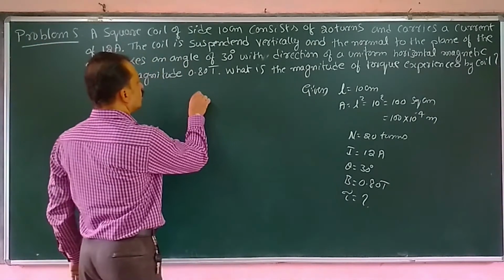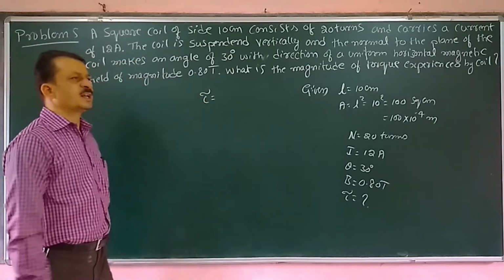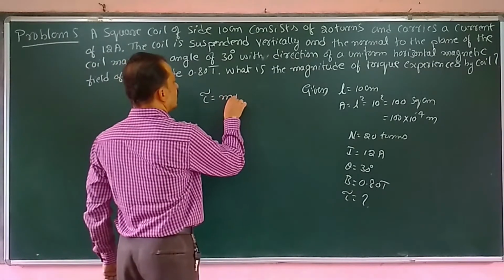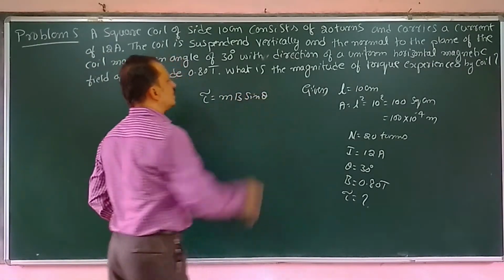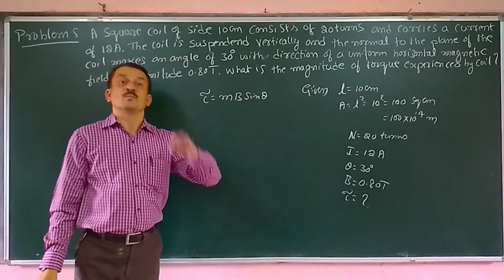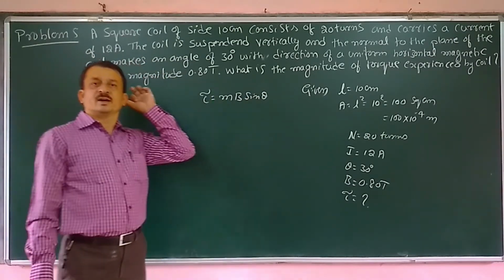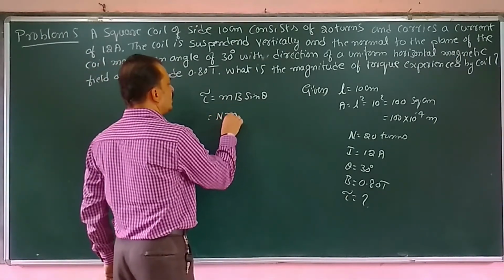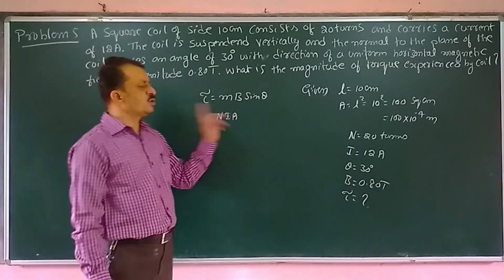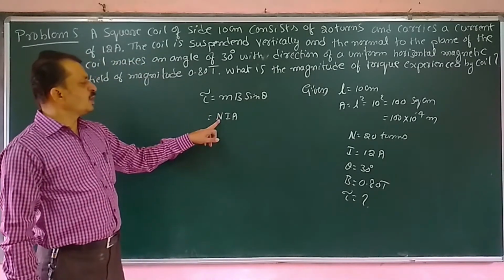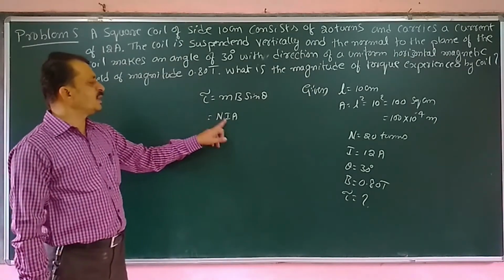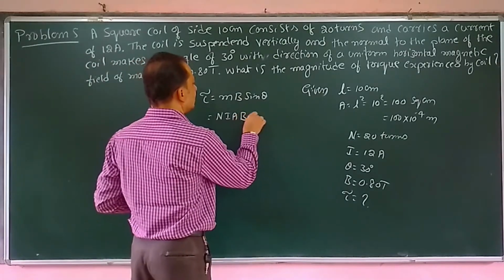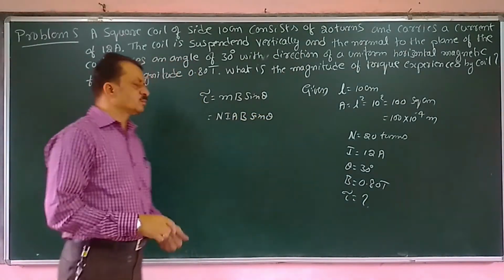Now we know the formula. When a current loop is placed in an external uniform magnetic field, it experiences a torque, and that is given by M B sin theta, where M is the magnetic moment of the current loop. Now that M is N I A. Magnetic moment is the product of current into area. Since the coil is having N number of turns, therefore it is NIA. The magnetic moment becomes NIA. Now this is the same magnetic field into sin theta. That is the magnitude. Okay.